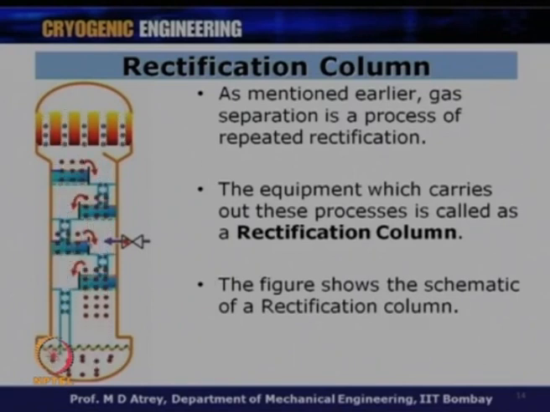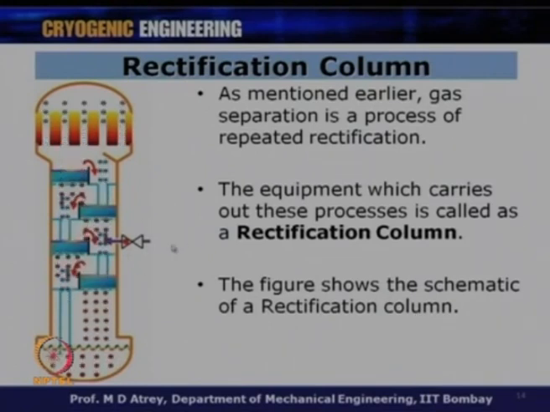We will discuss this structure height. The figure shows the schematic of a rectification column. The gas which is to be separated enters at this feed line, and ultimately you get the two components to be separated from top and bottom. This is the idea. The process of gas separation happens in this column across the height of this column.